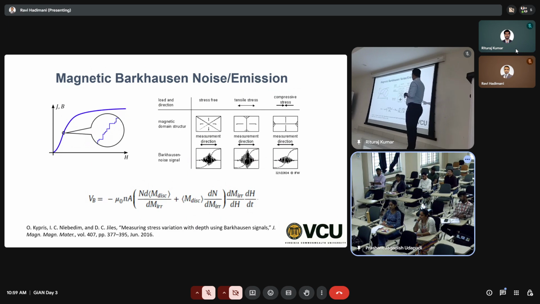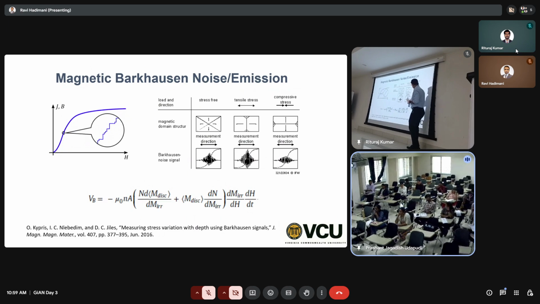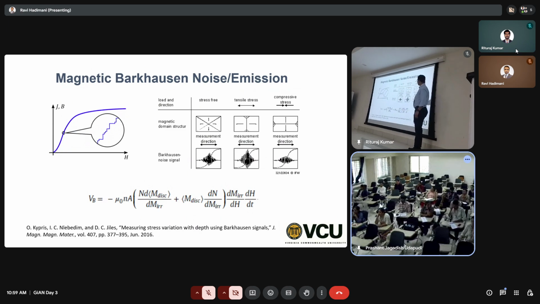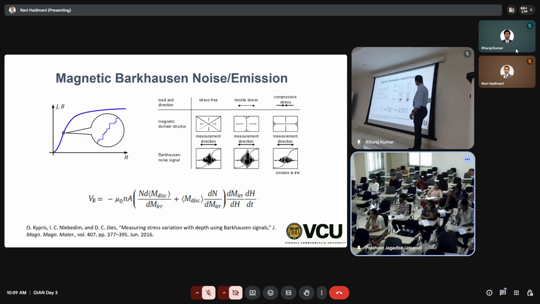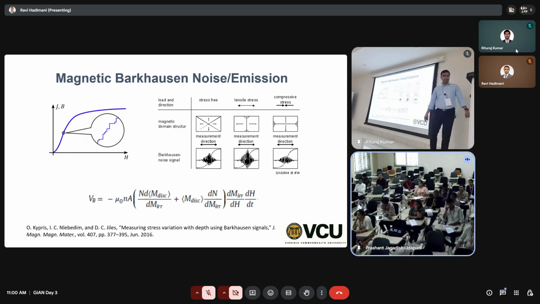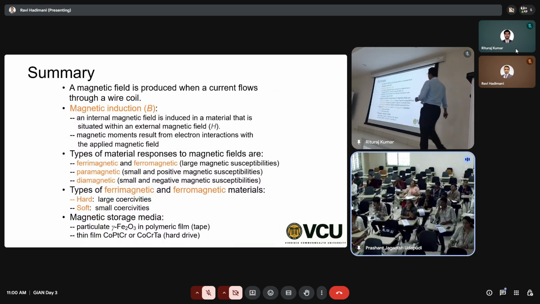So if you have a stress-free material, your jumps are smaller, but if you have a tensile stress, it's much bigger. A compressive stress will decrease the signal compared to a stress-free material. Okay, so with that, I think I'll conclude the magnetics chapter.